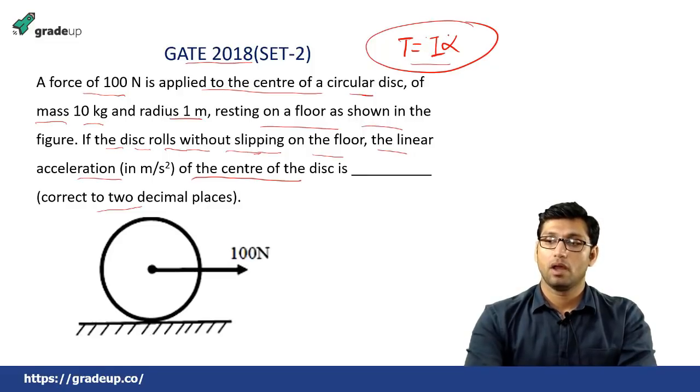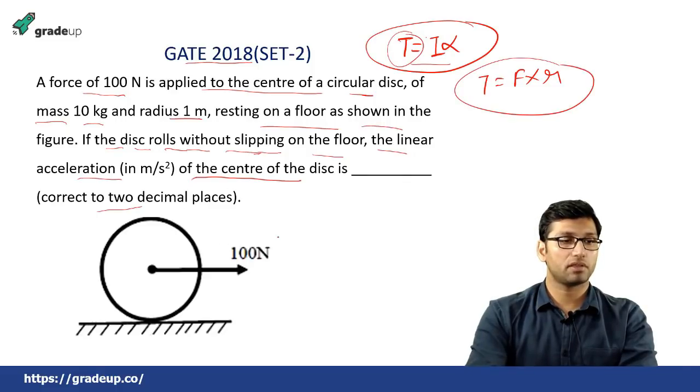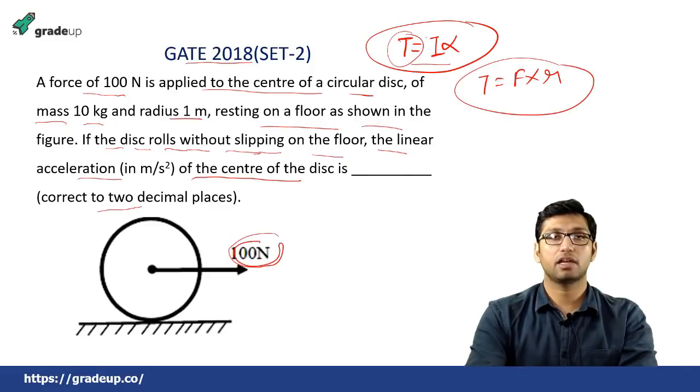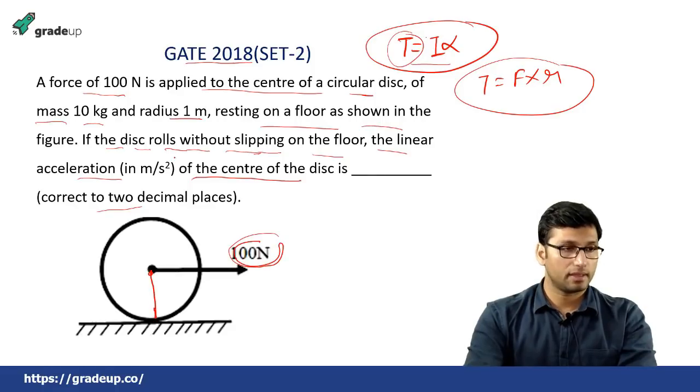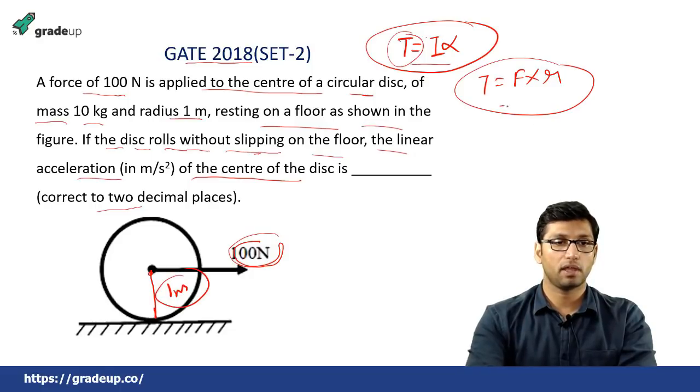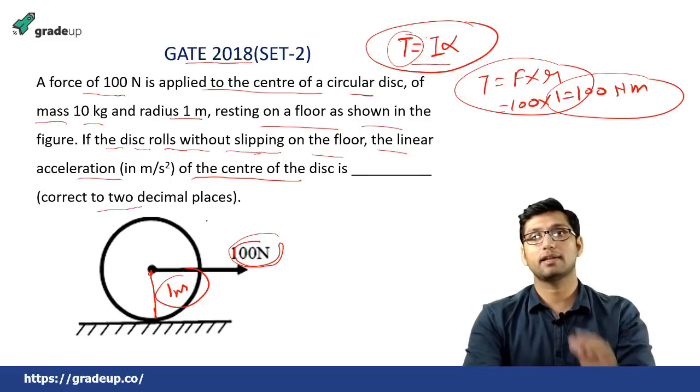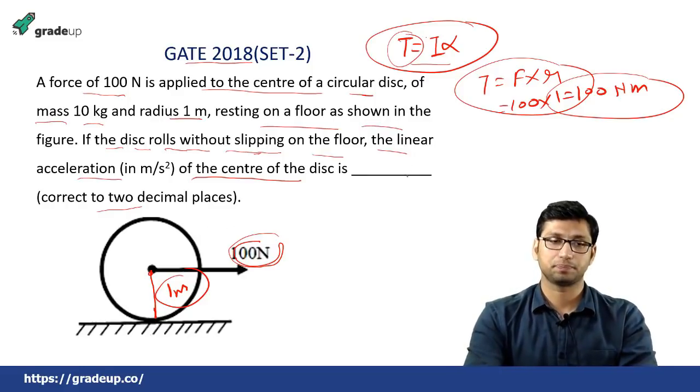Now, torque is equal to force into the perpendicular distance. This is the force which is acting at the center of the disc, so the perpendicular distance is equal to the radius, which is given as 1 meter. So torque will come out to be 100 into 1, which is equal to 100 Newton meter. This will be the torque acting on this circular disc.